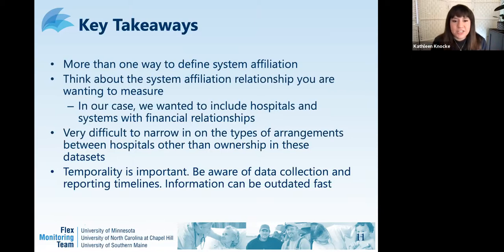The key takeaways from this part of the presentation are that there's more than one way to define system affiliation. Really think about the type of relationship you want to measure. In our case, we wanted to know true ownership because we were looking at financial relationships and wanted to understand the financial relationship between the hospital and its owner or its larger system. It's really difficult, because these are binary, to narrow in on what other relationship besides ownership is happening underneath. We had some information because we knew the North Carolina hospitals, but at a national level that would be really difficult to do. The final point is that timing really matters. Be really careful about when you ask about system affiliation, when it was collected, and when you're reporting it, because this information seems to become outdated very quickly.